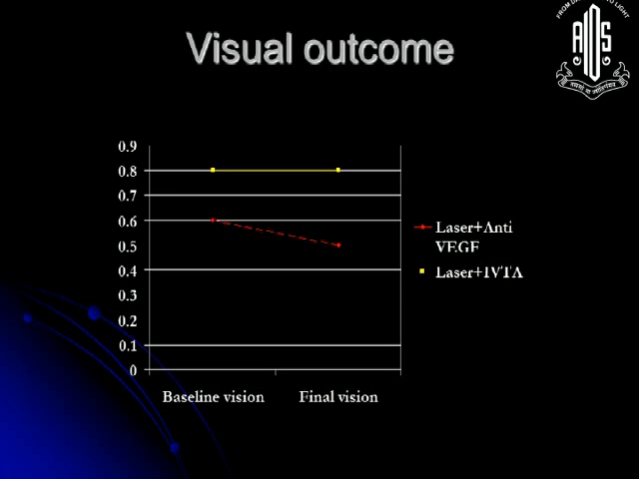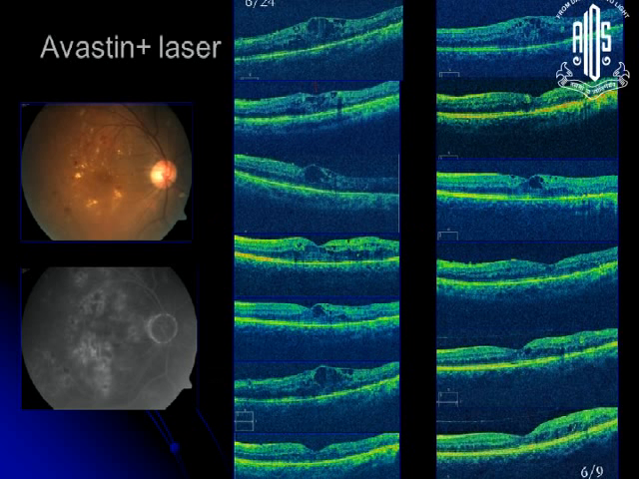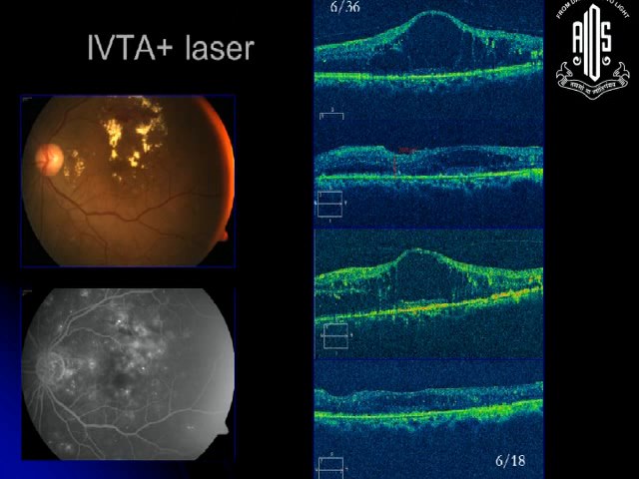It was mainly because many of the eyes in the IVT group also had developed cataract. In terms of macular thickness, though there was a difference, it was not statistically significant. This is a patient at baseline CME who received multiple injections of Avastin and laser to maintain a relatively dry fovea at 1 year. And this is again a patient with baseline cystoid macular edema who received 2 injections of IVT and laser to maintain a relatively dry fovea at 1 year.